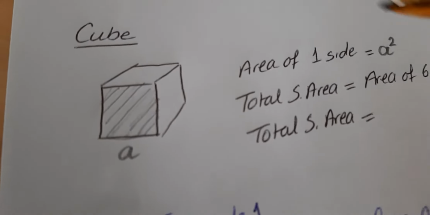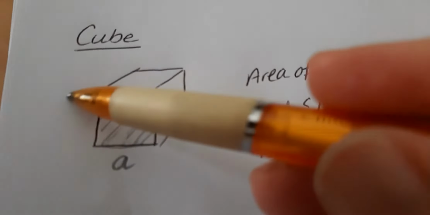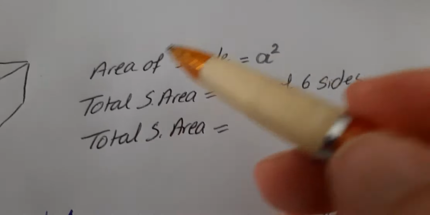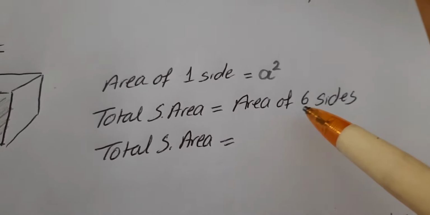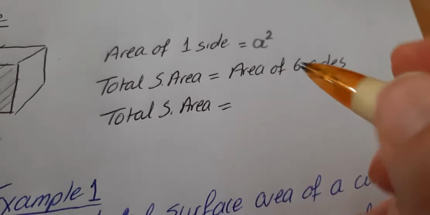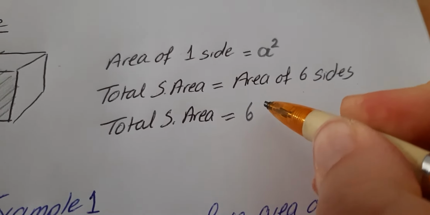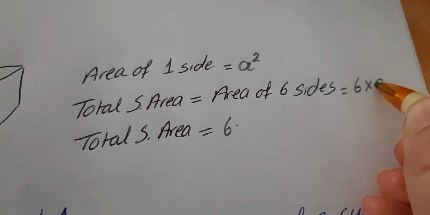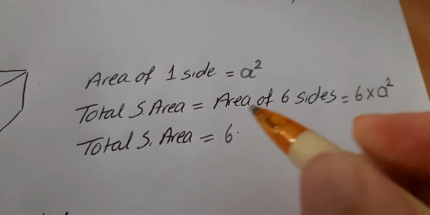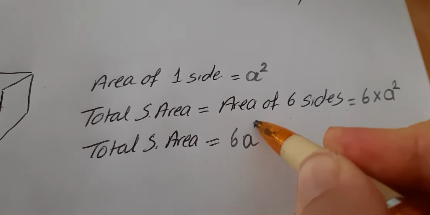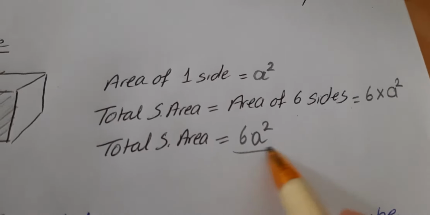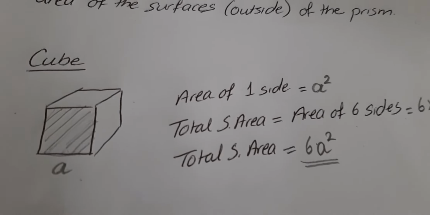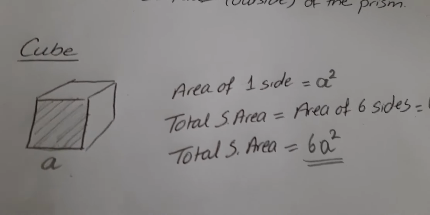Altogether we have 6 sides: front, back, the 2 sides, the top and the bottom. So the total surface area will be the area of all the 6 sides. So it will be 6 times A squared, or just 6A squared. 6A squared is the total surface area of a cube. And we can find that just using our logic really.